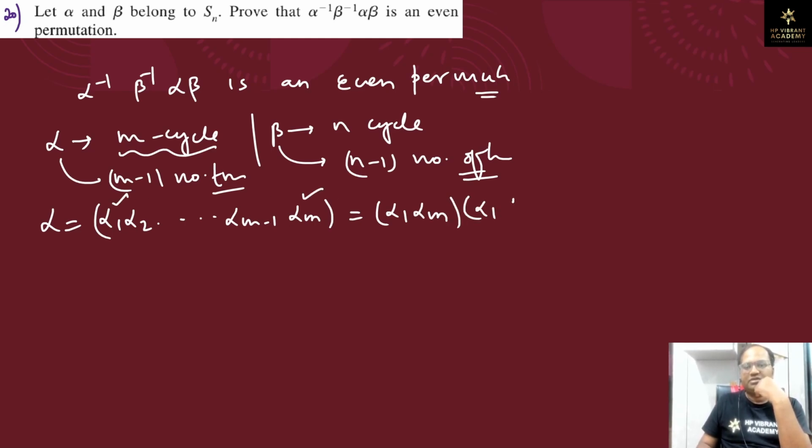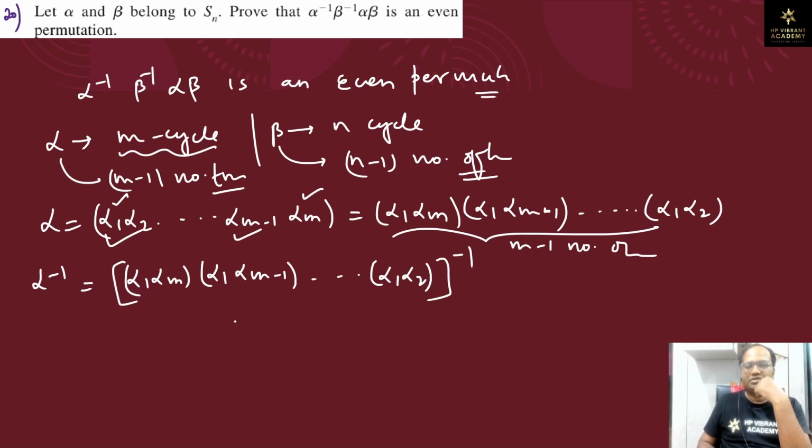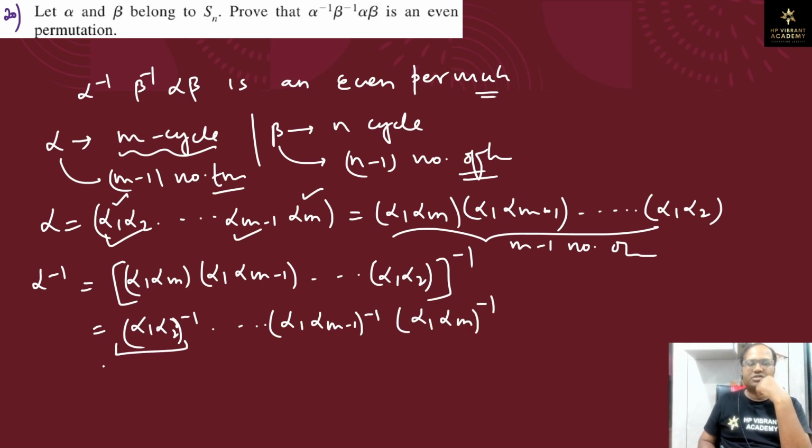Now we have (alpha1 alpha m minus 1), first one and the second last one, like this. So we have (alpha1 alpha2). So ये कितना हो गया, m minus 1 number of transpositions. Okay, let us take alpha inverse. So this is equal to (alpha1 alpha m)(alpha1 alpha m minus 1)...(alpha1 alpha2), whole inverse. We have taken the inverse. So this we can write as (alpha1 alpha2) inverse ... (alpha1 alpha m minus 1) inverse, and (alpha1 alpha m) inverse. Okay, so ट्रांसपोजिशन का इन्वर्स क्या होता है, सेल्फ इन्वर्स.